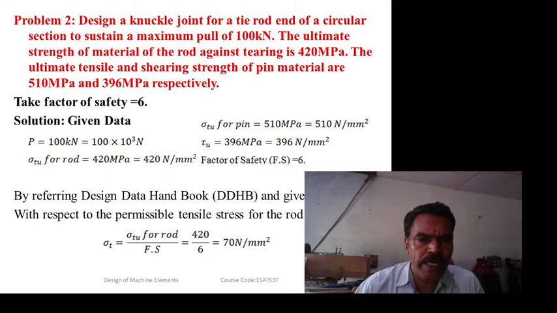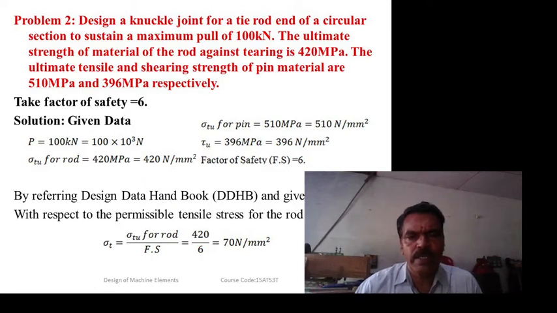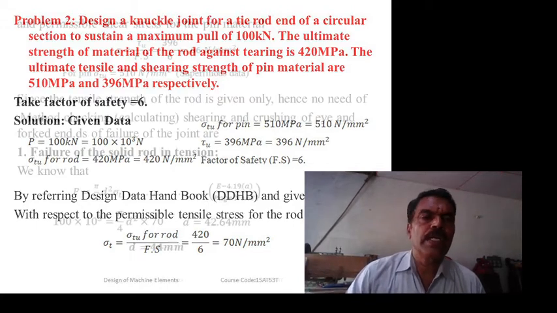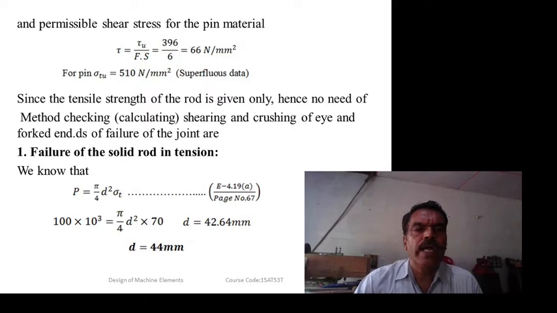Coming to calculate sigma t: sigma t is equal to 420 divided by 6, so you will get 70 Newton per mm square. Next, the permissible shear stress for the pin material, tau, is equal to 396 divided by the factor of safety, so you will get 66 Newton per mm square.